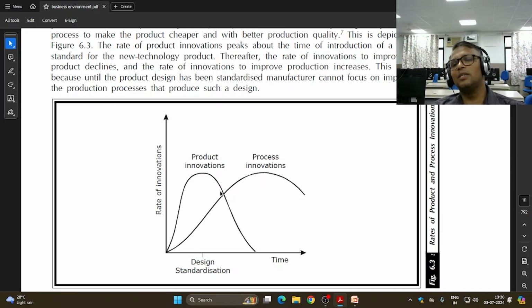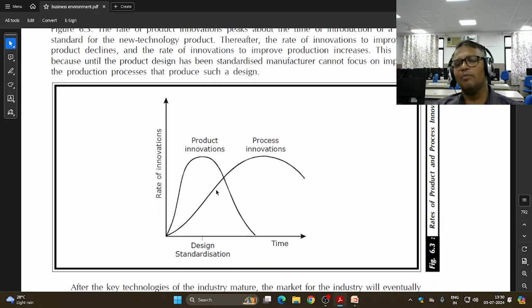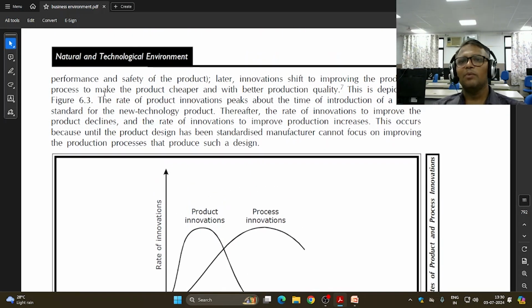And in this, the design standards are always important, in which the standardization of things or activities is a very important parameter. So remember, the rate of product innovation peaks from the time of introduction of the design standard for the new technology products. Therefore, the rate of innovation to improve the product declines and the rate of innovation to improve the production increases.